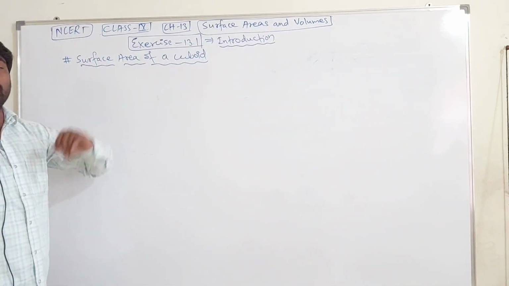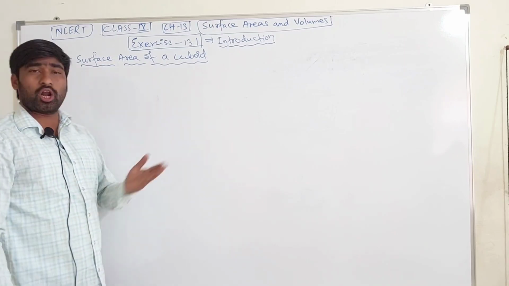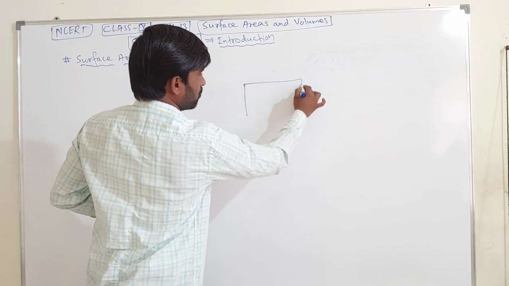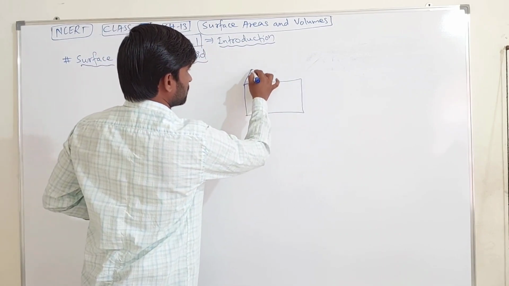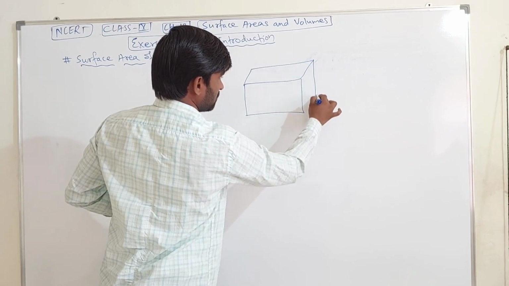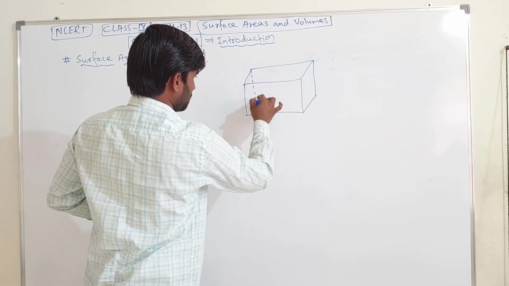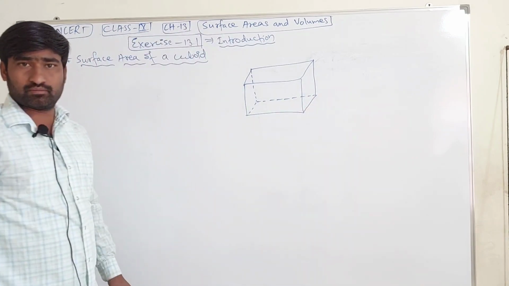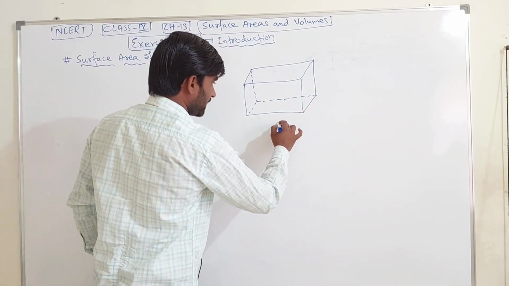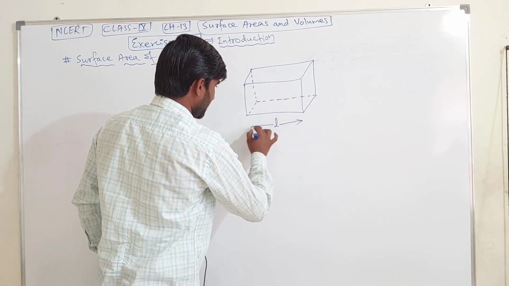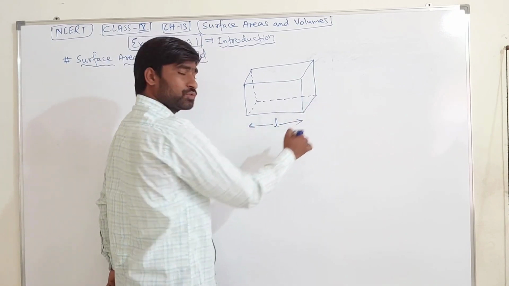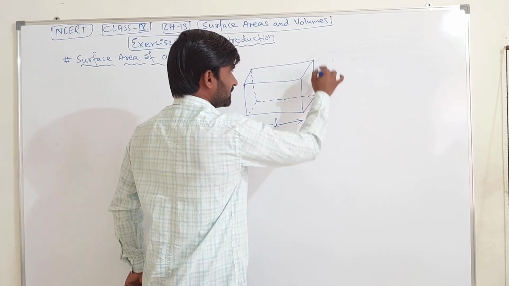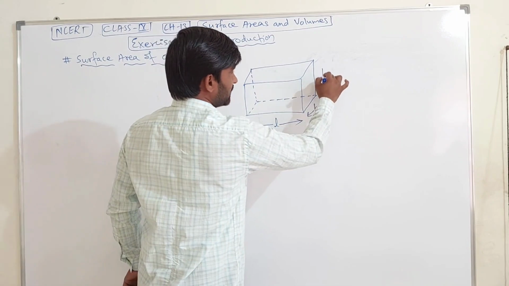What is surface area of a cuboid? Cuboid, I think you all know, looks like a matchbox. Let us draw the cuboid. It is a cuboid shape. So this is the lambai, that is the length, we will denote as L, and this is the chaudai, that is the breadth, so we will write as B, and this is the height, we will write as H.